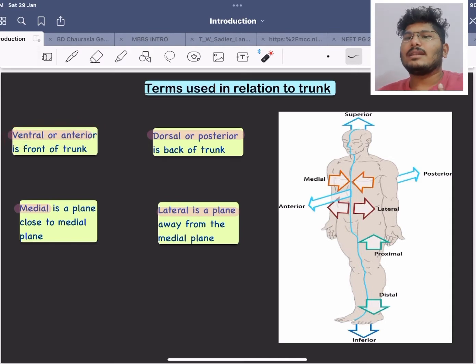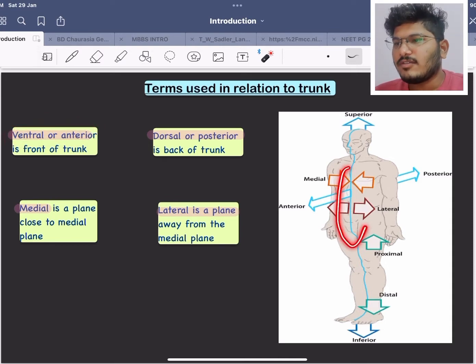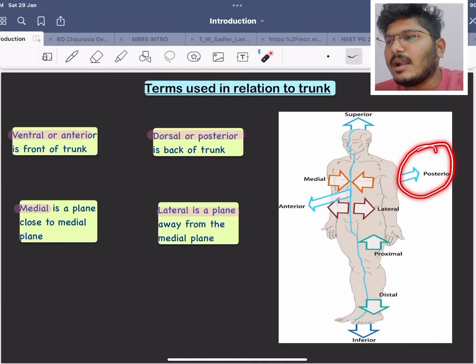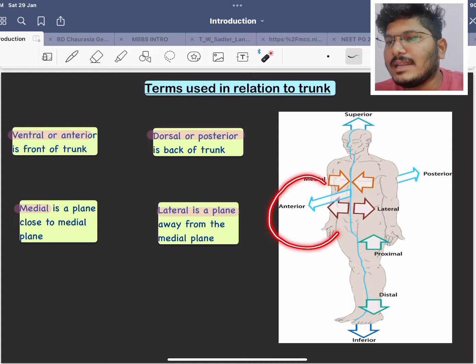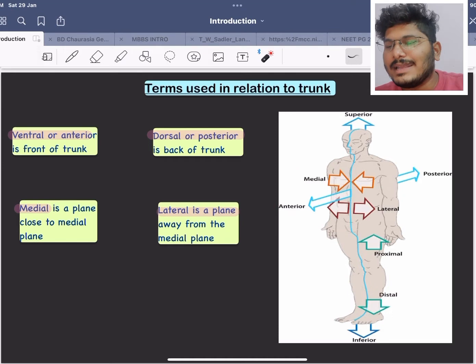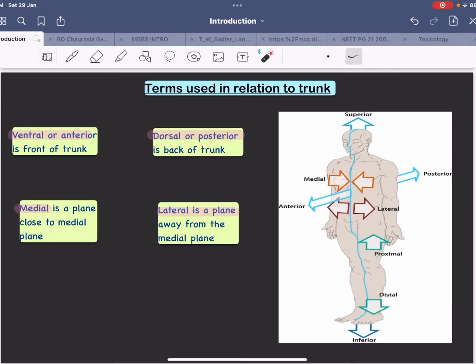ventral or anterior, the front of the trunk. So this front part of the trunk, as shown in this picture in the given anatomical position, is called ventral or anterior or front part of the trunk. Similarly, the back part is otherwise called the dorsal or posterior part of the trunk. So anterior is the front part of the trunk, and posterior or dorsal is the back of the trunk.